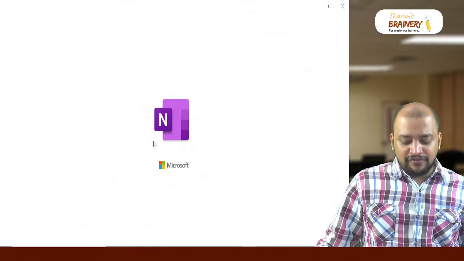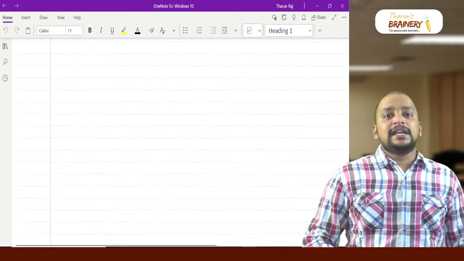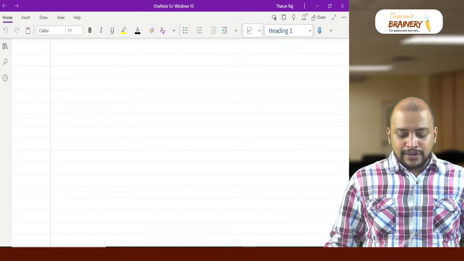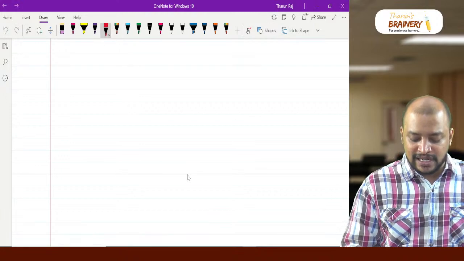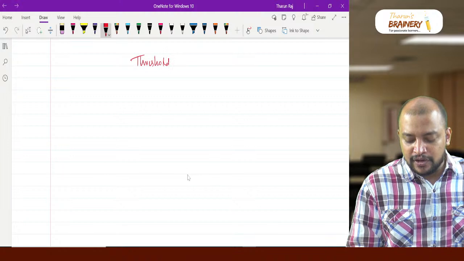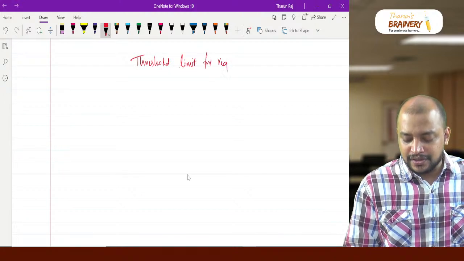The threshold limit for registration, in case of a single business, that is you are doing business only in one state. Okay, so we need to understand what the threshold limit for registration is. That's an important area, so please concentrate. What is the threshold limit for registration?